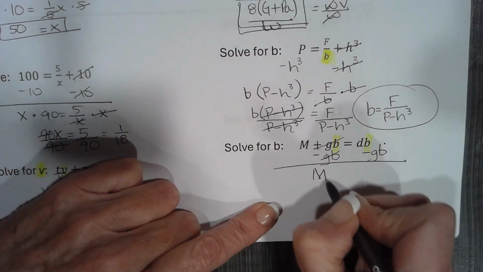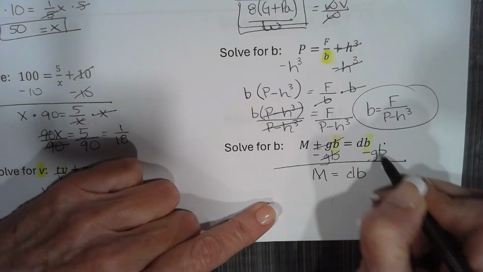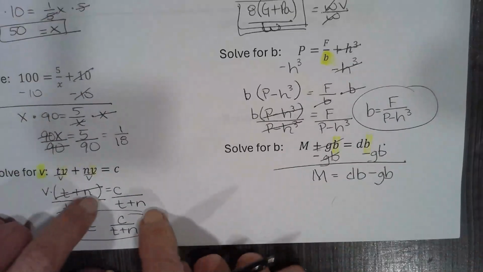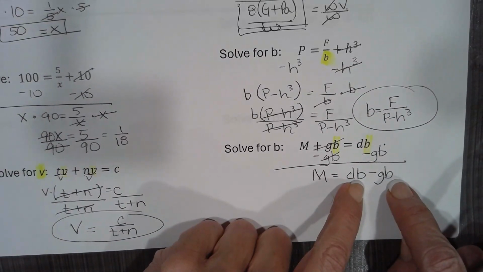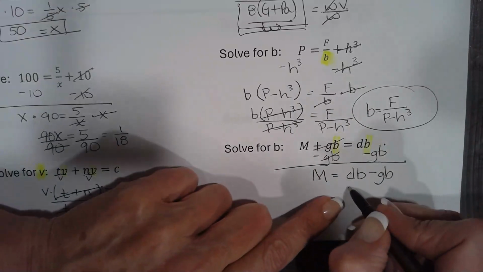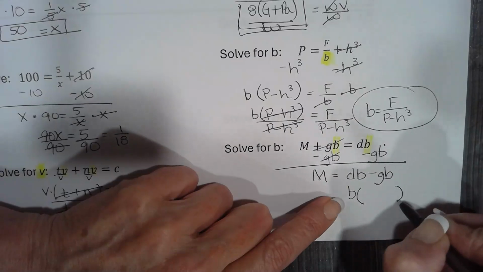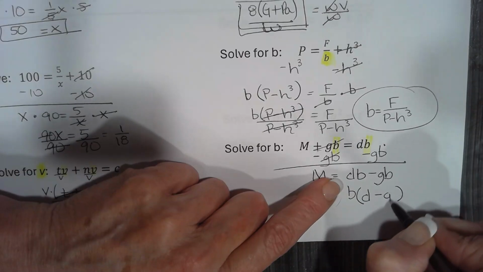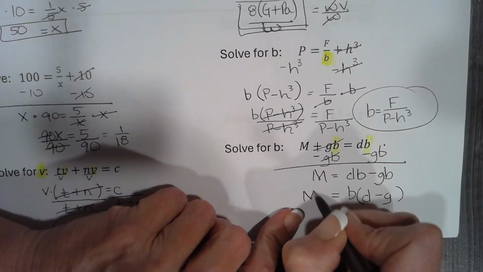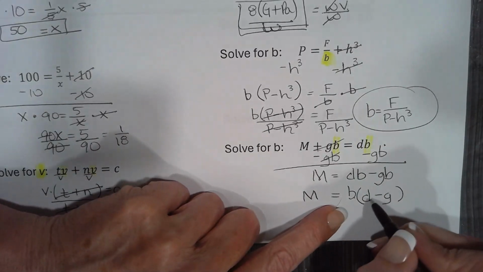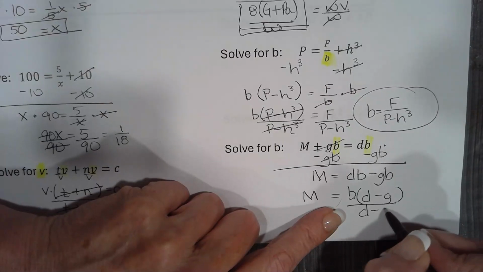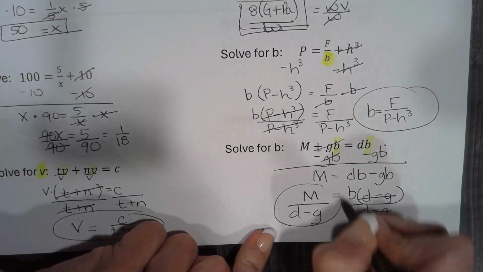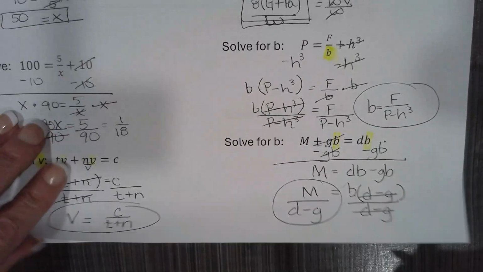So I get m equals db minus gb. Okay? Just like over here, the b needs to be written one time so I can solve for it. So I'm going to pull the b out as a greatest common factor. And if I pull the b out, I'm left with d minus g in the parenthesis. So if I'm solving for b, I need to get rid of d minus g. I'm going to divide it. And there's my expression.